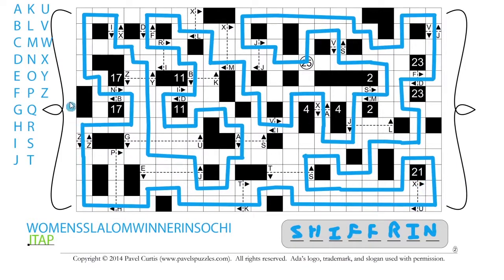U plus 21. So 1, 2, 3, 4, 5, 6, 7, 8, 9, 10, OP. Ooh. I tap it apparently. I don't know. K, 20. 10, 1, 2, 3, 4, 5, 6, 7, 8, 9, 10. It appends. Is that an H? I think it is. H plus 19. A. It appears.